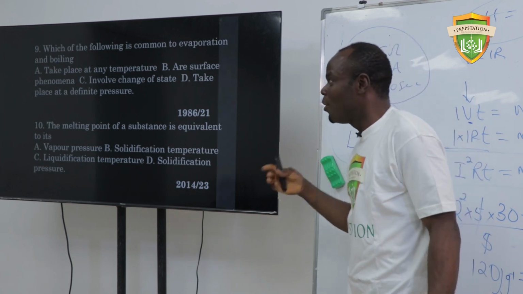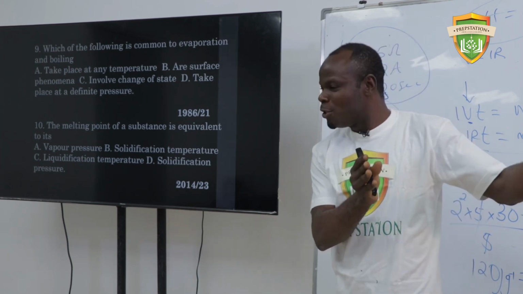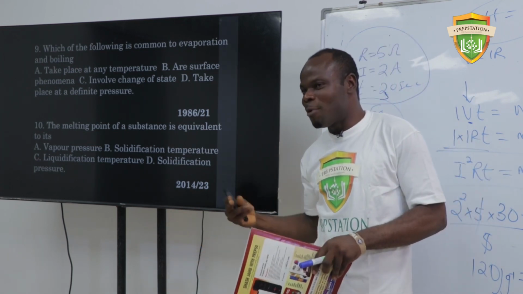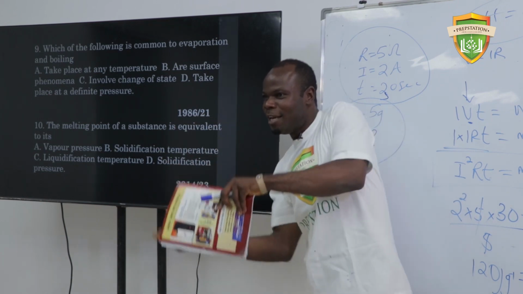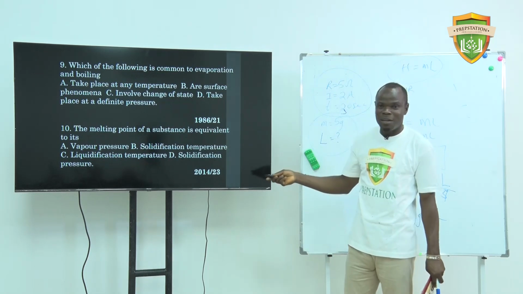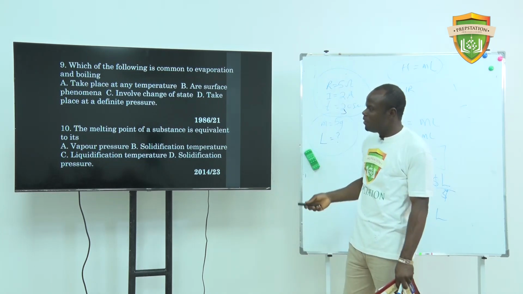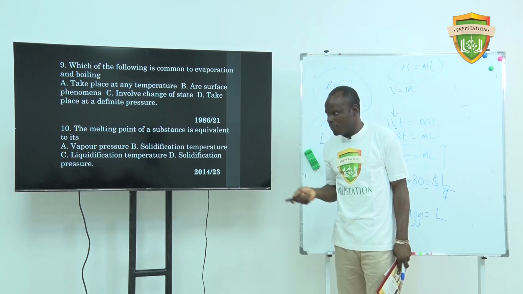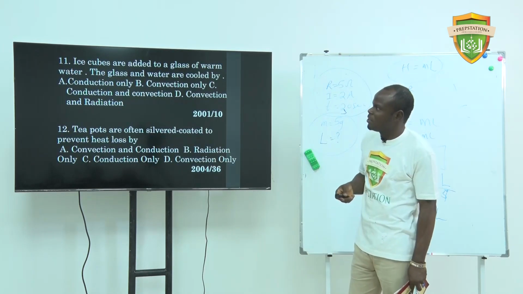Solidification temperature. Already we know that melting is from what? Solids to liquid. And the question says it's also known as what? That is liquid to solid. That means B is the correct answer. That's 2014, very recent one. And you have it from question 23. Let's move to the next one, question 11.